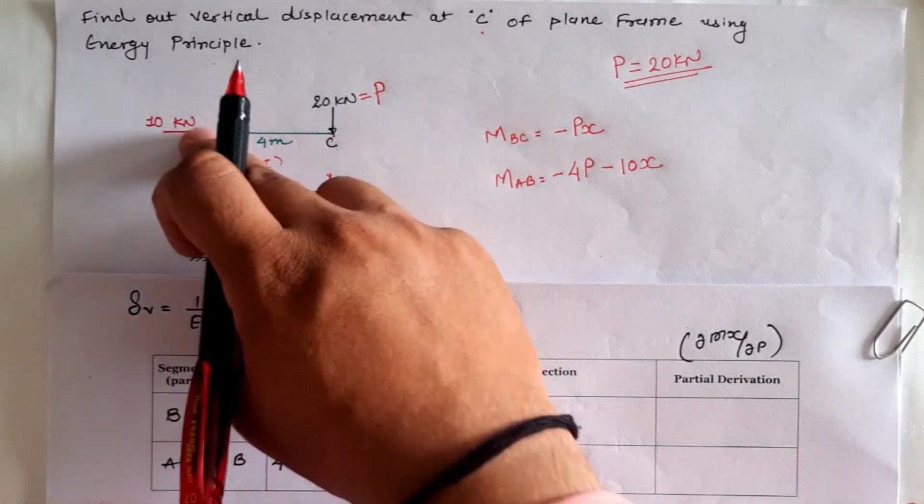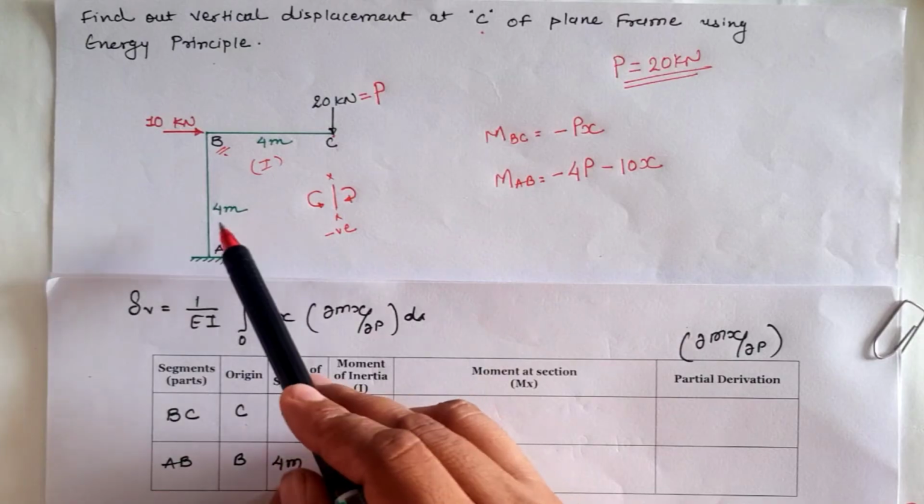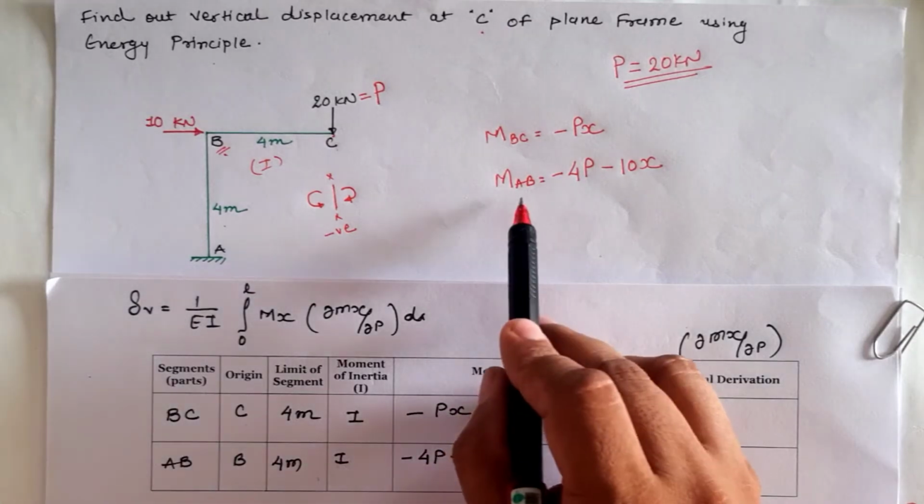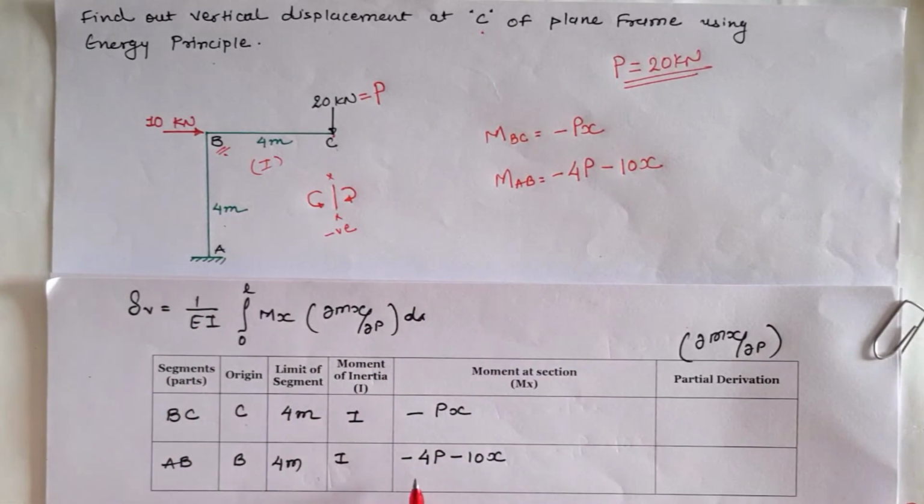Similarly, for the A to B segment, our origin is B, and the distance is 4 meter. Moment of inertia is not given, hence it is taken as I. The moment of this AB segment is minus 4P minus 10x.